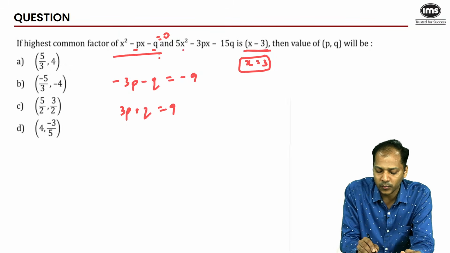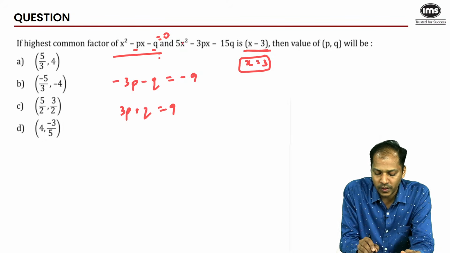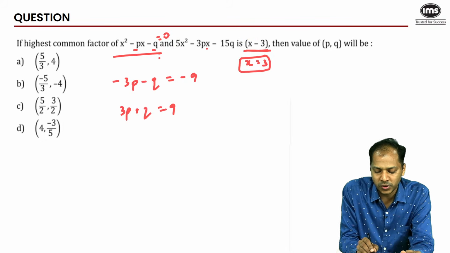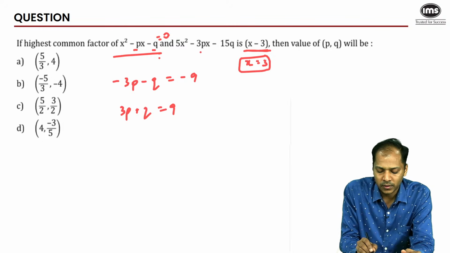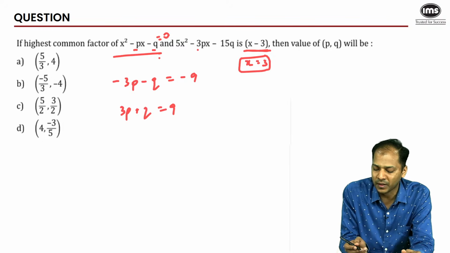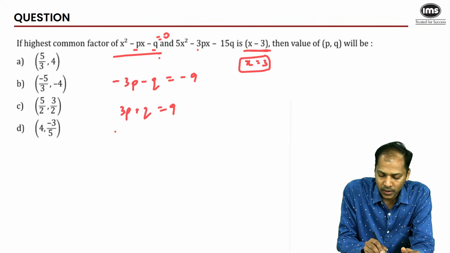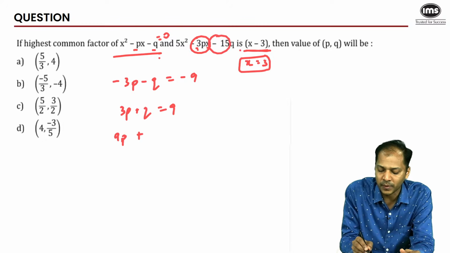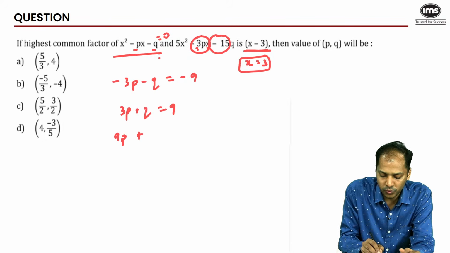Equation number 2, I put x equal to 3 over here. So 9 into 5, 45, goes on the other side. Everything else over here also has a minus sign, so everything will become positive. Ultimately it will be 3 into 3, 9, so 9p plus, taking this and this on the other side, they'll become positive, 15q is equal to 5 into 9, 45.